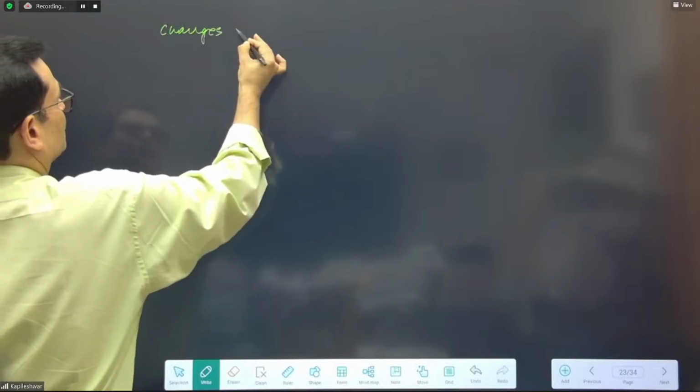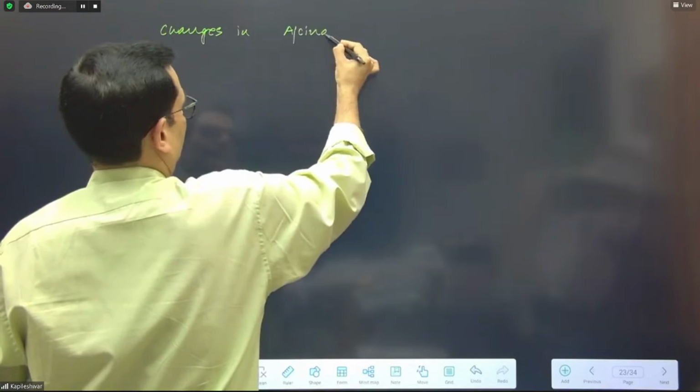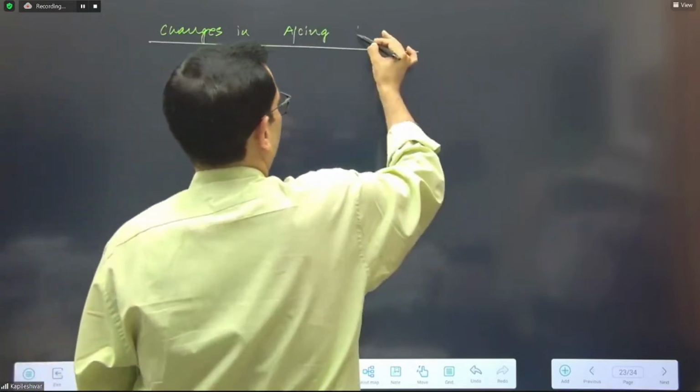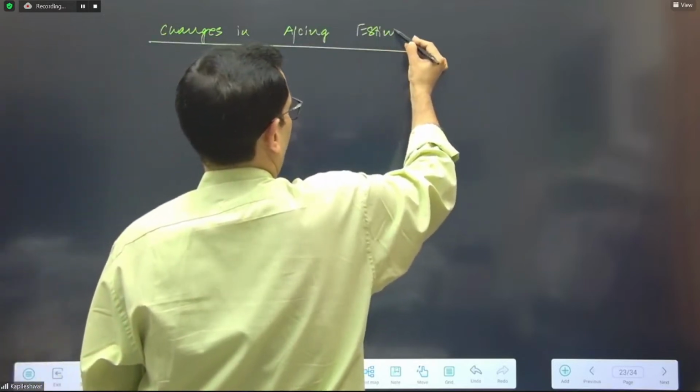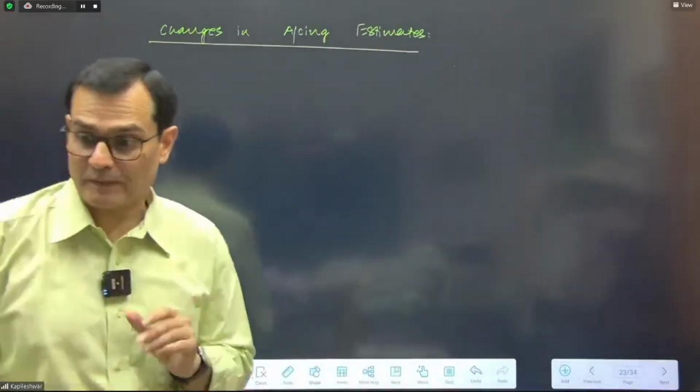And we are looking in terms of changes. We are looking at changes in accounting estimates. So we now need to understand the second aspect of this.